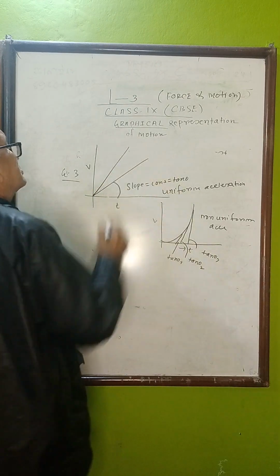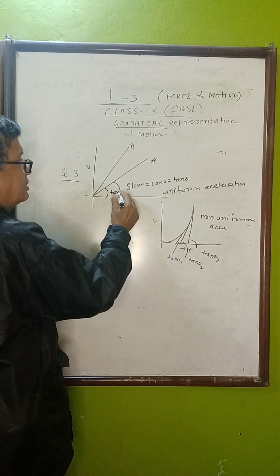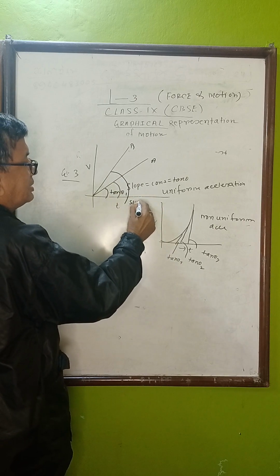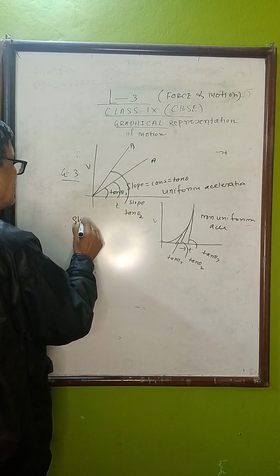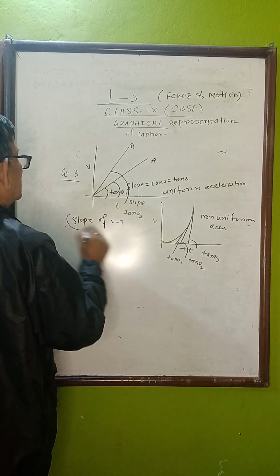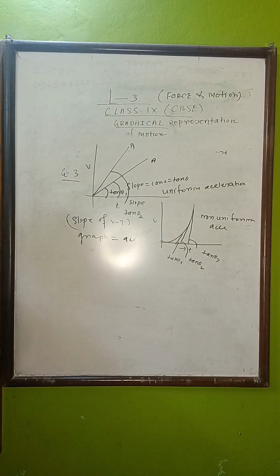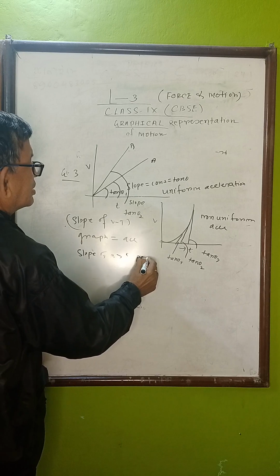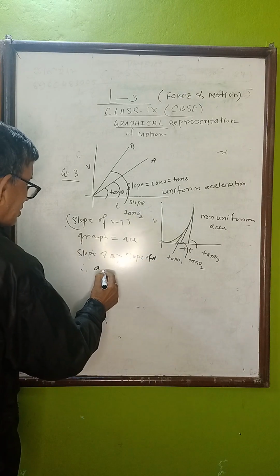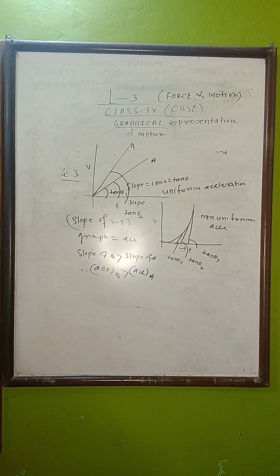Now you tell me, suppose two bodies A and B are moving. In the first case the slope is tan theta 1, and for B the slope is tan theta 2. Now write down: the slope of the VT graph gives you acceleration. So the slope of B is greater than the slope of A, so the acceleration of B is greater than the acceleration of A. So from the slope of a VT graph, we can say the acceleration of the body.